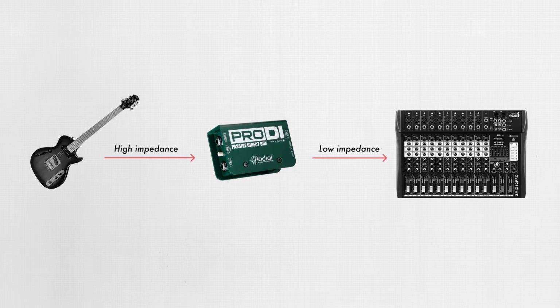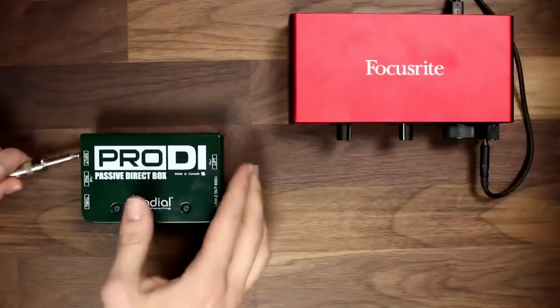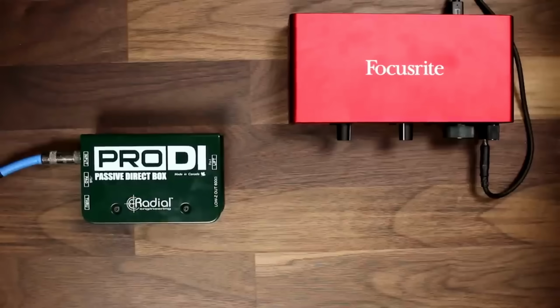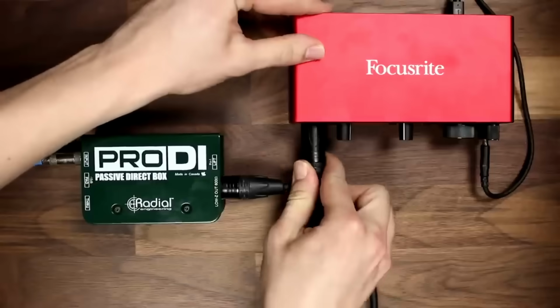DI boxes like this are very common for connecting high Z instruments to microphone inputs on mixers and audio interfaces. Through the use of a transformer, this passive DI can transfer the signal from the high impedance instrument pickup to the low impedance microphone preamp input. And the sound quality improves dramatically compared to connecting the instrument directly to the low Z input.